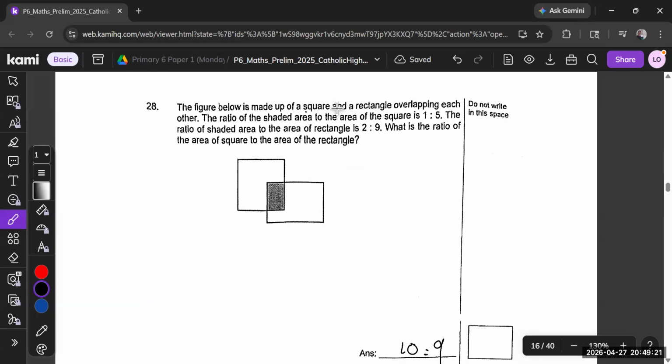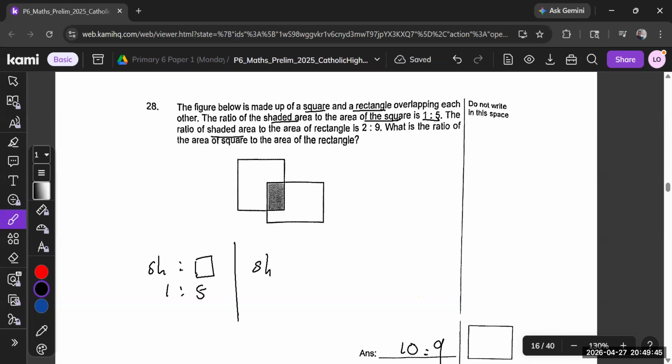The figure is made of a square and a rectangle overlapping. The ratio of the shaded to the square is 1 is to 5. Did you label? Did you create your ratio? And is there a total in the ratio? Nope. There's nothing to count. There are no children, no toys, so there's no total.